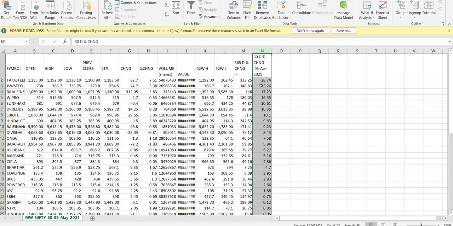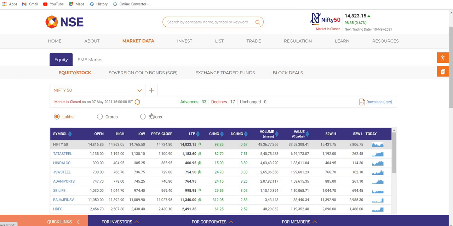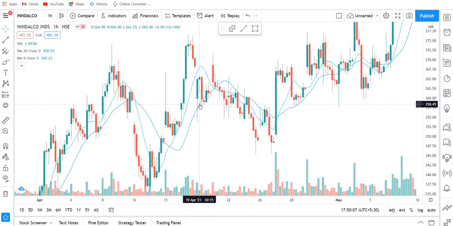What you have to do is go to the NSE's website, go to market data, go to equity and SME. In equity you will select Nifty 50, and once you are at the Nifty 50, download this file. Okay, select Nifty 50 here and then download this file. Now second way is through moving averages.